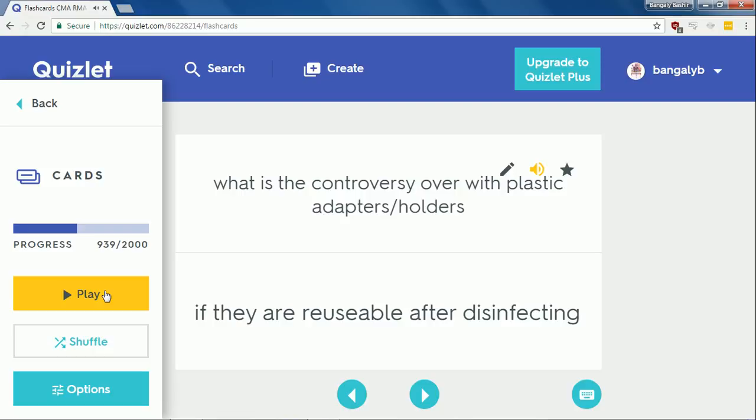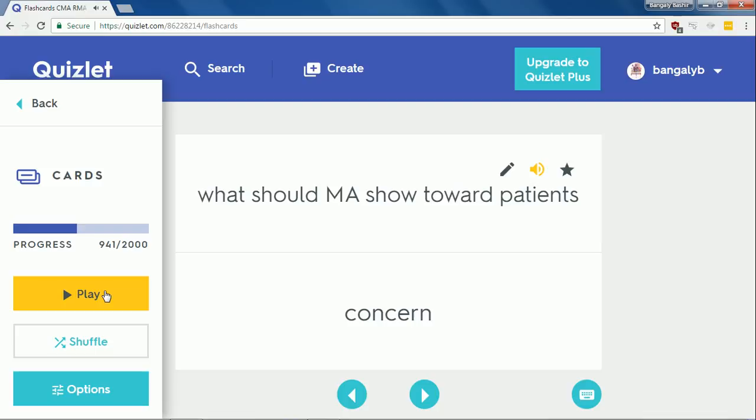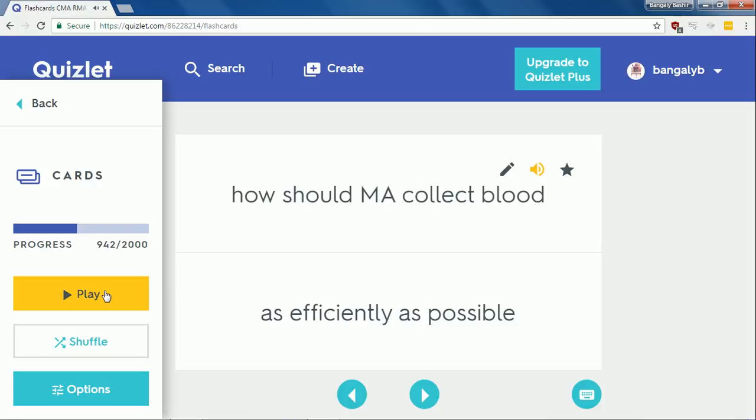What is the controversy over with plastic adapter holders? If they are reusable after disinfecting. MA responsibility with phlebotomy. Collect blood as efficiently as possible, show concern for patients and provide high quality care. What should MA show toward patients? Concern. How should MA collect blood? As efficiently as possible.